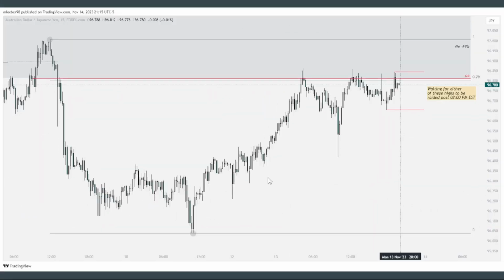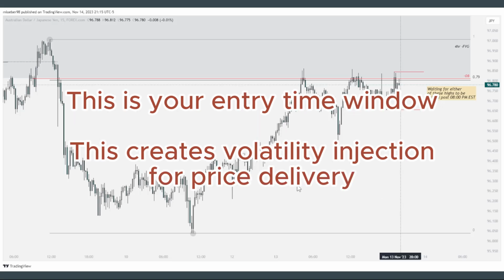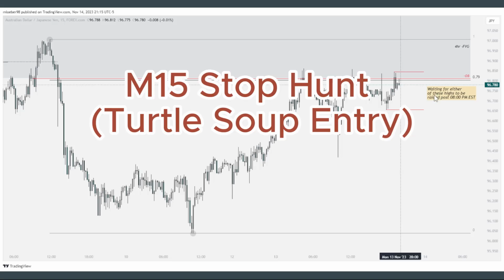So now this is where the Asian model comes into play. The MMXM trader was introducing to us that the reason he uses the Australian dollar and the Japanese yen is because the markets open and they cross and intertwine, creating a volatility injection at the start of 8 p.m. Eastern Standard Time to 10 p.m. Eastern Standard Time. So that is our time window that we will be looking for an M15 stop hunt, which can be used as a turtle soup entry.